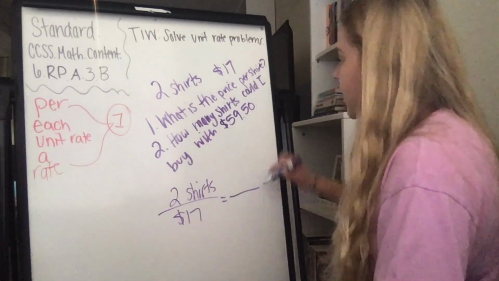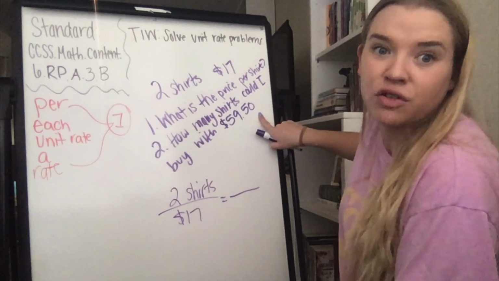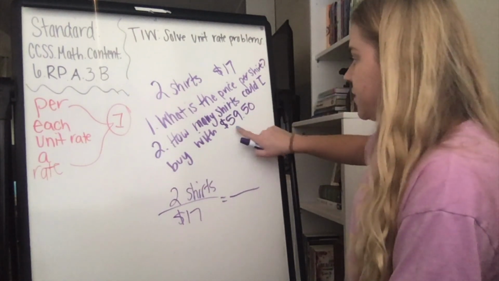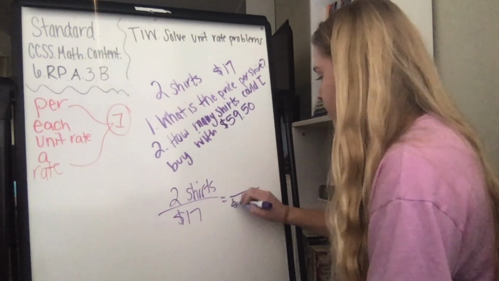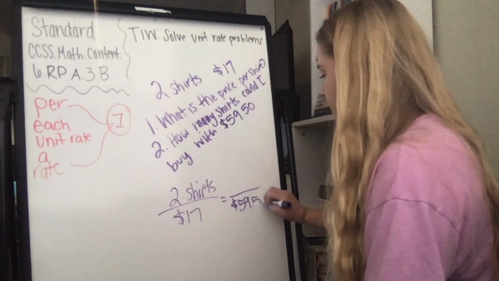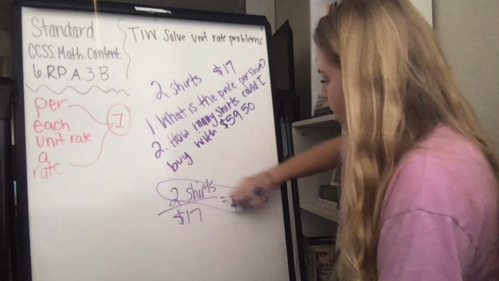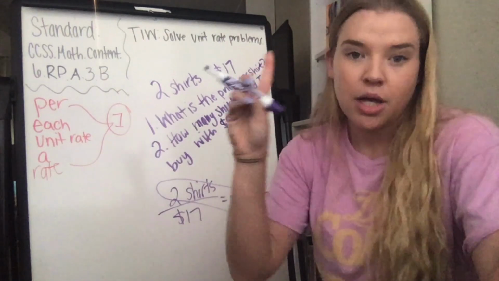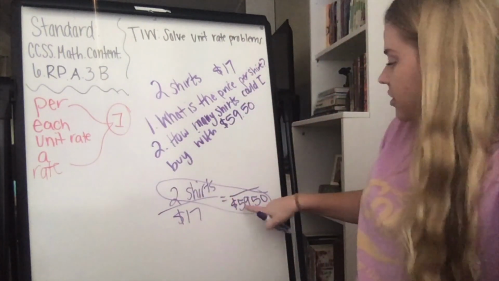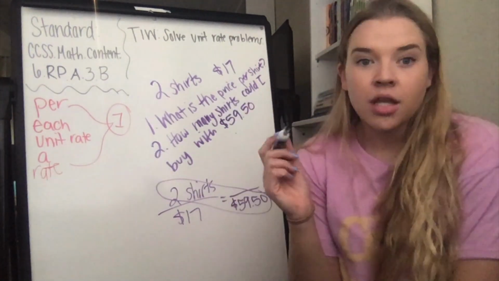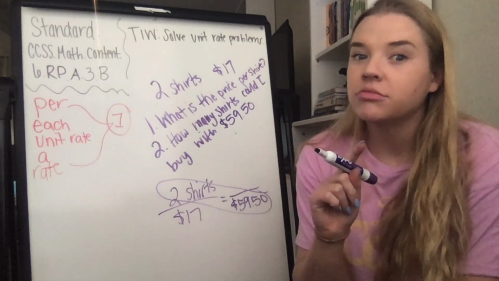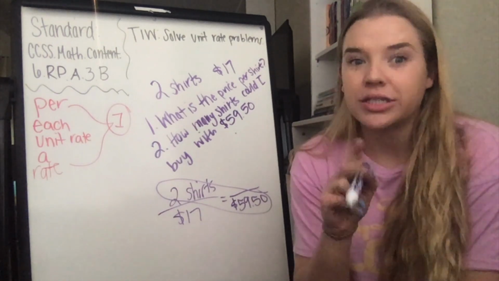And now they're telling me $59.50. I'm solving for shirts, right? So $59.50, money stays with money, so that has to go down here. $59.50, I'm going to multiply across and divide by what's left. Pause, multiply $59.50 times 2. All right, did you get $119? Should have. If not, go back, check to see what happened.